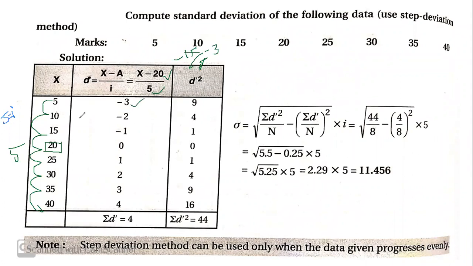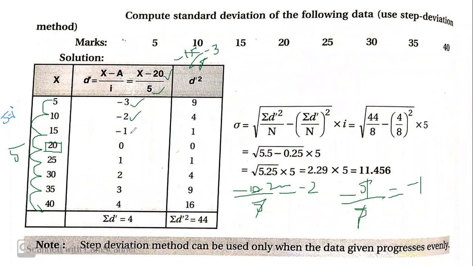Next value, 10 minus 20 by 5. 10 minus 20 is minus 10. Minus 10 by 5 will be, 5 twos are 10, so which is equal to minus 2. So the next value will be minus 2. Likewise, for the next value also, 15 minus 20 by 5. 15 minus 20 will be minus 5. Minus 5 by 5 will be minus 1. Okay, minus 5 divided by 5, 5 ones are 5, so it is minus 1.